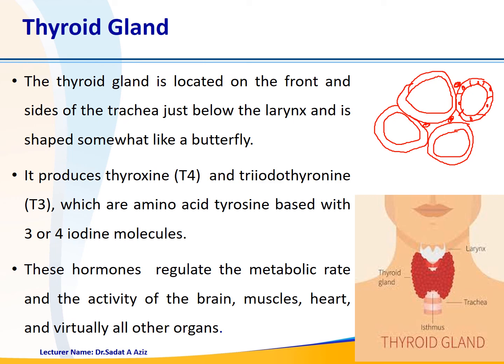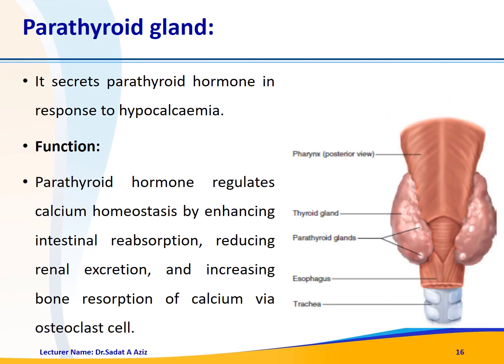And the thyroid hormone can be produced from... then what we have is another hormone gland which is called the parathyroid gland. If you have a look at these small whitish round structures, 1, 2, 3, 4, these are called the parathyroid glands.